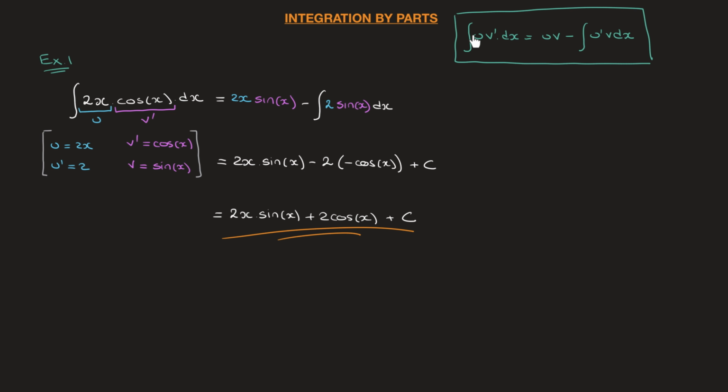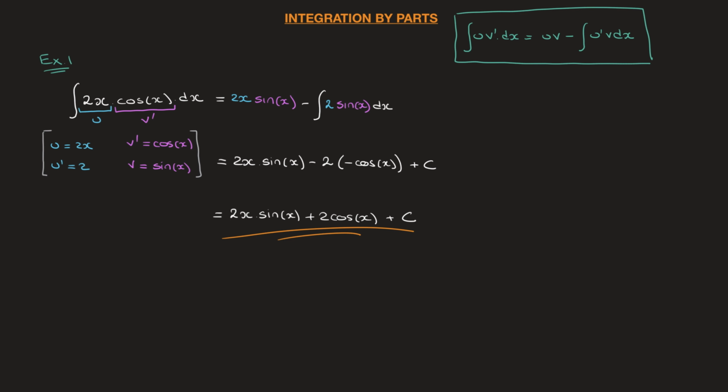Okay, the L in LIATE stands for logarithmic, which tells us that, as a rule of thumb, if the product we're trying to integrate contains a logarithmic function, then we should call that function u. The I stands for inverse trigonometric function. So if the product contains an arctan, arcsine, or arccos, then, provided the other function isn't a logarithmic function, we should call the inverse trig function u.